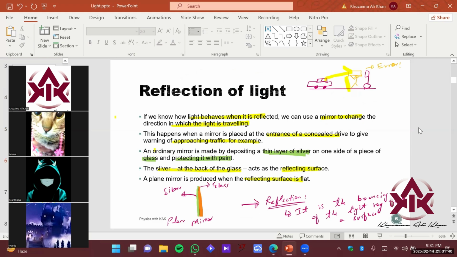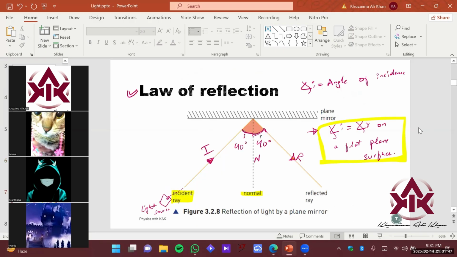We talked about the reflection of light. What is reflection of light? It is the bouncing of the light upon hitting a surface, right? And then we learned about the law of reflection, which states that the angle of incidence is equal to the angle of reflection on a plane surface, right?